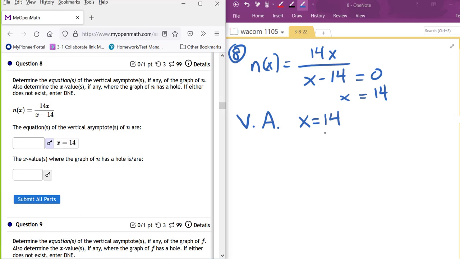So there we go. We'll talk about holes a little bit more in another problem. If you can factor this rational expression and something cancels out off the denominator, so if I had an x minus 14 up here and they canceled off, then it would make a hole at that value instead of an asymptote. So this one does not have anything that will cancel, and so this one does not have a hole. So we would say does not exist.